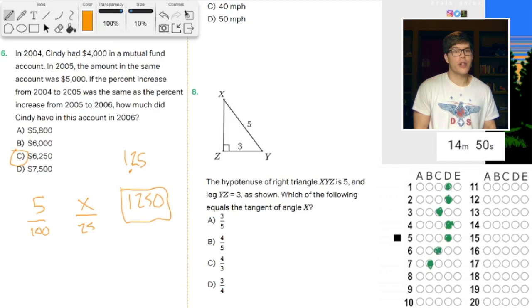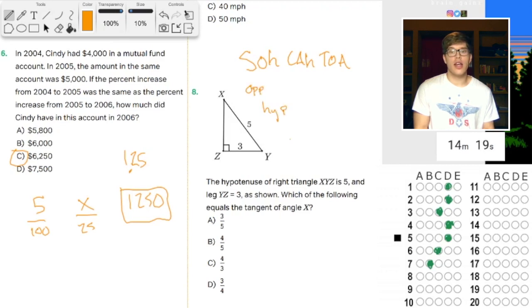And we are running low on time. Okay, number 8. The hypotenuse of right triangle XYZ is 5 and YZ is 3 as shown. Which of the following equals the tangent? Okay, so if we're doing trigonometry, you need to know SOHCAHTOA is probably the most important thing to know. And this is just a little mnemonic to remember which trig values go with what sides of the triangle. O is opposite, H is hypotenuse, and A is adjacent.